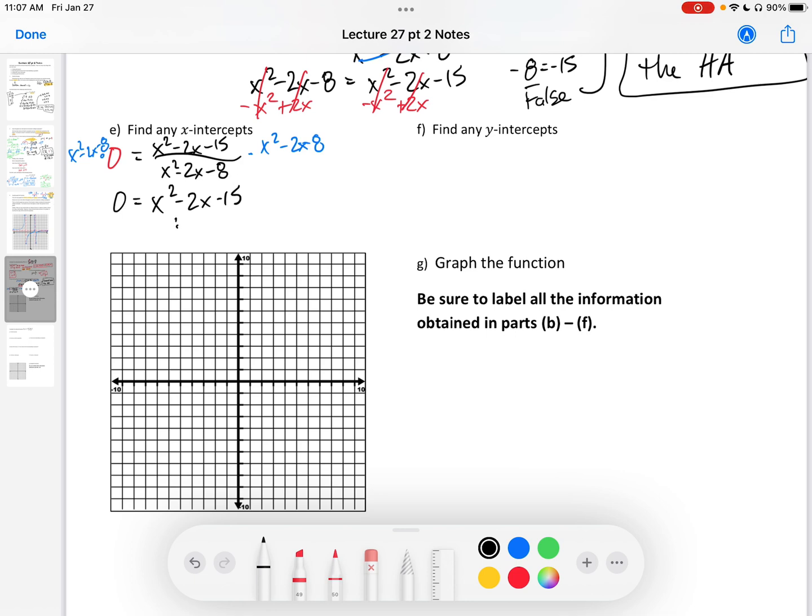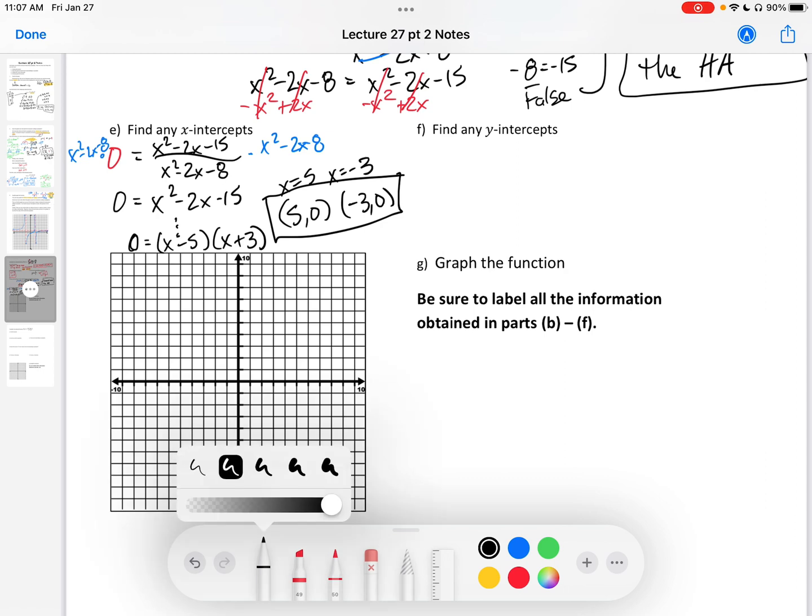Then I'm going to go about my factoring steps. I end up with 0 equals x minus 5 times x plus 3, which gives me that x equals 5 and x equals negative 3. That means that (5, 0) and (negative 3, 0) are my x-intercepts. Now, find any y-intercepts. So I need to set my x's equal to 0.